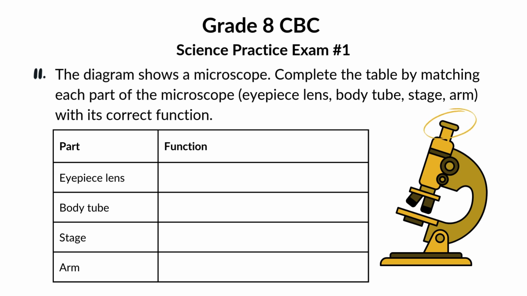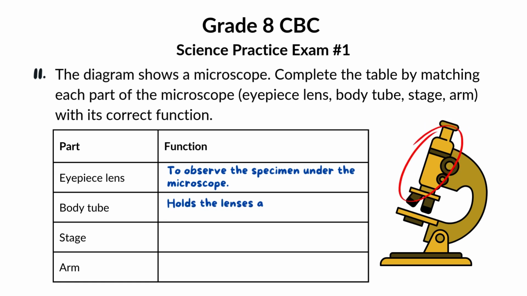First up, we have the eyepiece lens. This is the part you look through to see the magnified image of your specimen. Think of it like a magical window into a tiny world. Next, we have the body tube. This important part holds the eyepiece lens and the objective lens in place. It also acts like a tunnel, allowing light from the specimen to travel up to your eye.